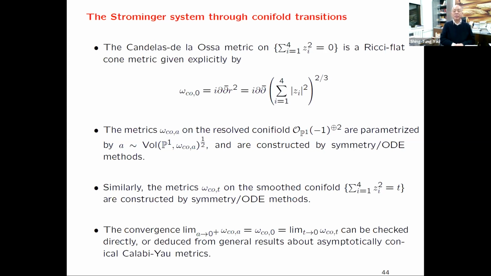So these two families of metrics have a property when A equals 0, which means that you scale the exceptional curve to 0, to trivial. Or in the case of deformation, let the deformation parameter go to 0, they turn out to be the same metric. So this gives rise to an interesting class of asymptotic canonical Calabi-Yau metrics.